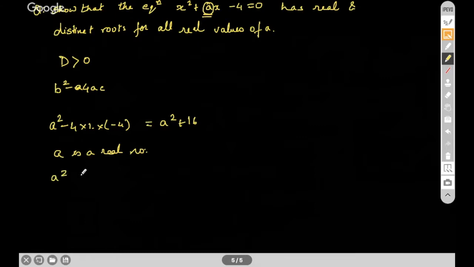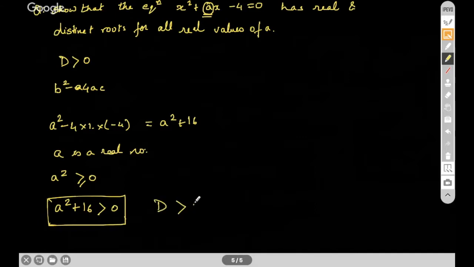So a squared is always greater than or equal to 0, because real number squares cannot be negative. So clearly, a squared plus 16 is always greater than 0. It cannot be equal to 0 because 16 is added to a non-negative number. So a squared plus 16 is always greater than 0, whatever the value of a. So hence, D is always greater than 0, and hence it is a condition for real and distinct roots. Fair enough. So this is on nature of roots.